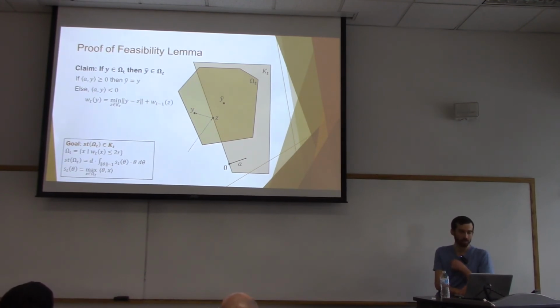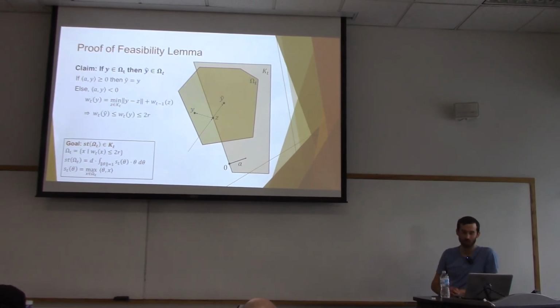And however much I paid to take this path is the work function of y. But if I just take that exact same path and instead of jumping to y, I jump to y hat, I would get a path that's the same cost because the distance from z to y equals the distance from z to y hat. And that gives me an upper bound on the work function of y hat by the work function of y. And since, again, it's a sublevel set, that means that y hat is inside. And we're good to go. Okay?